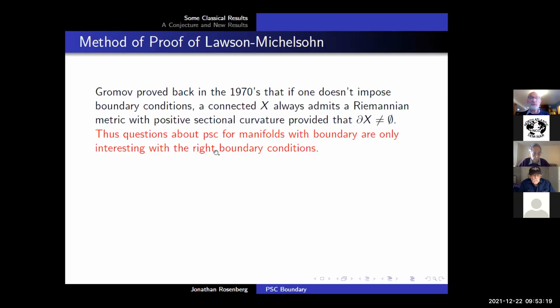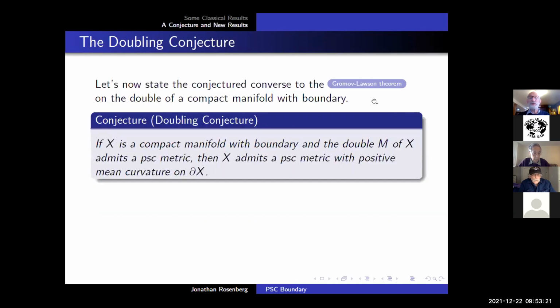So Shmuel and I, a number of years ago, started asking ourselves, well, is the converse true? So the converse would be this doubling conjecture. Suppose you have a compact manifold with boundary, and suppose the double admits a positive scalar curvature metric, then X admits a positive scalar curvature metric with positive mean curvature on the boundary. That would be the converse to the Gromov-Lawson doubling theorem. And we call this the doubling conjecture.